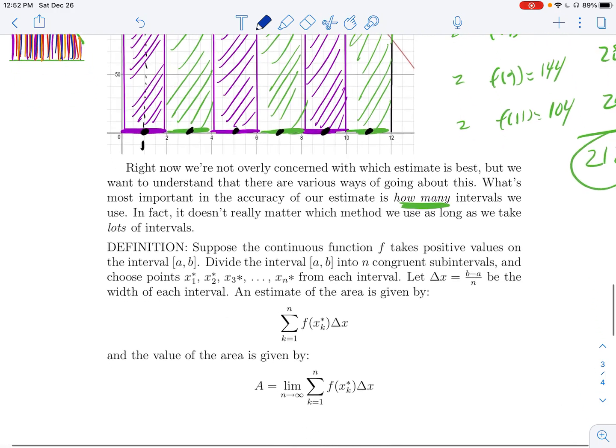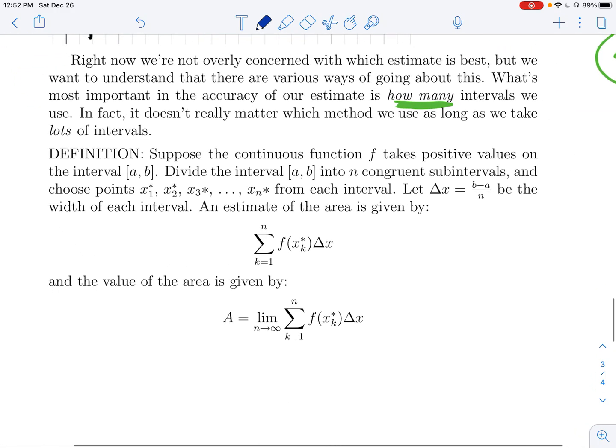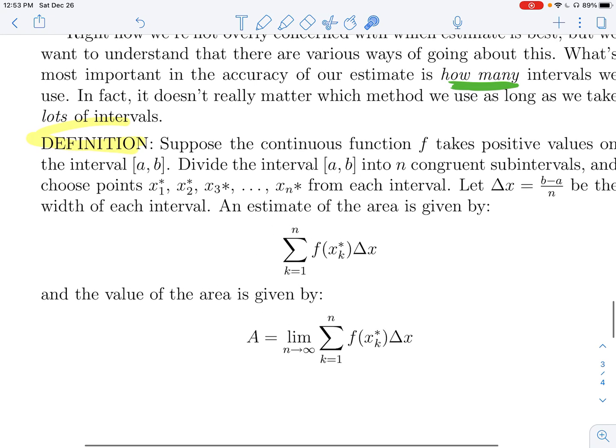So now we're going to abstract this a little bit. So I'm going to give you a definition. Suppose the continuous function f, so we're assuming the function we're dealing with is continuous, takes positive values on the interval [a, b]. So we're simplifying things. We're assuming this function has positive values and is continuous. We're going to divide the interval into n congruent subintervals like we did before. And we're going to choose a point from each one. So this is actually a little typo here. The stars should all be superscript.